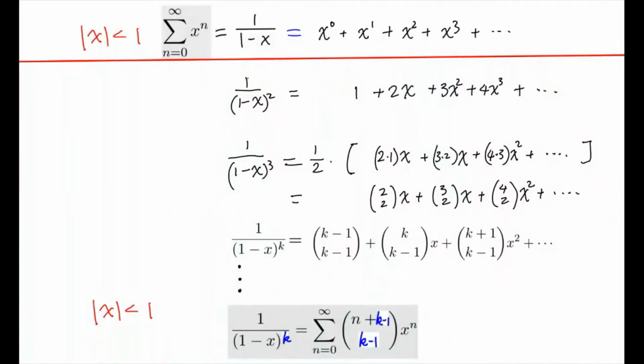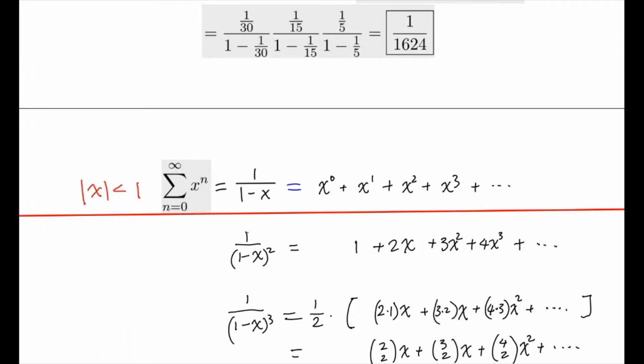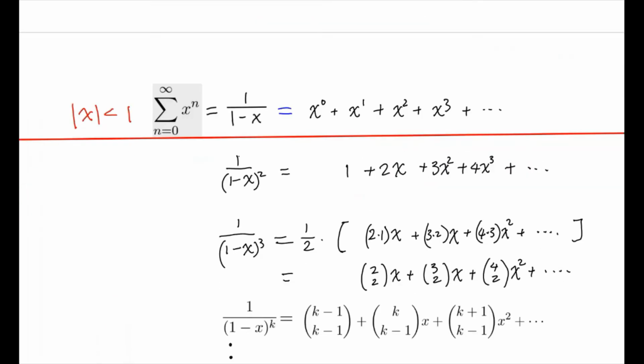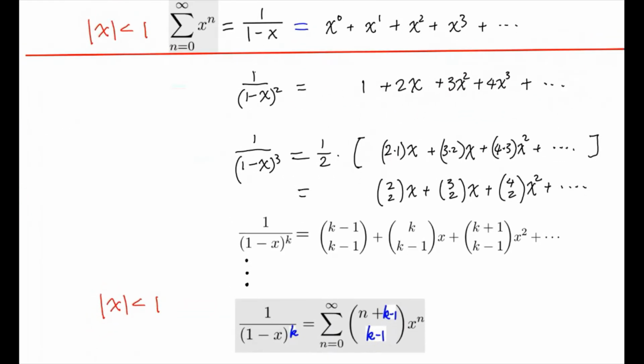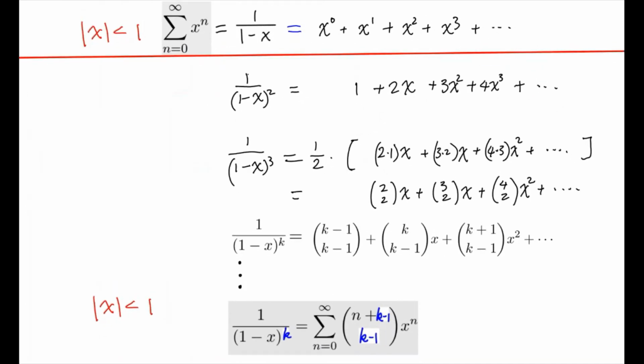Today we're going to be talking about this formula over here and what else we can do with it. When x is smaller than 1, and only when it's smaller than 1, the sum of x^n, where n is equal to 0 to infinity, is equal to 1 divided by 1 minus x. This is obviously true because that's just a geometric sequence. This is also just the same thing as this over here.